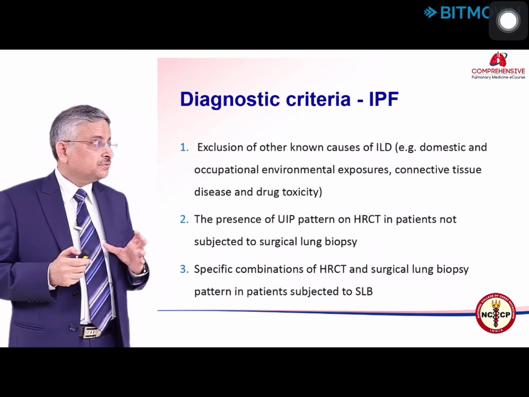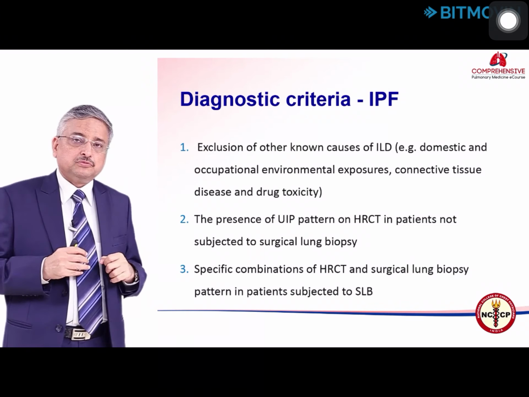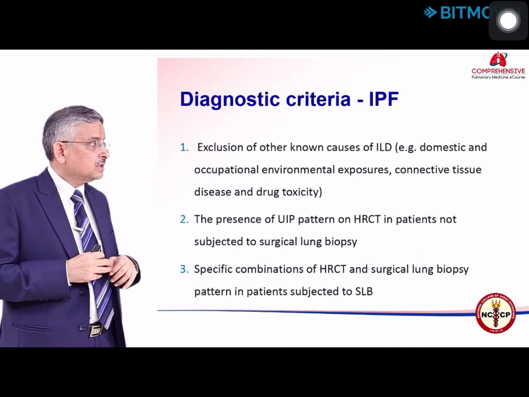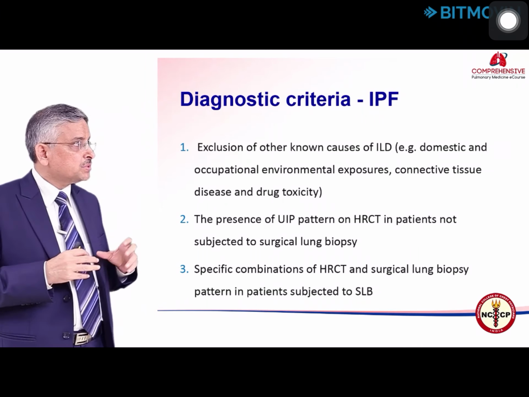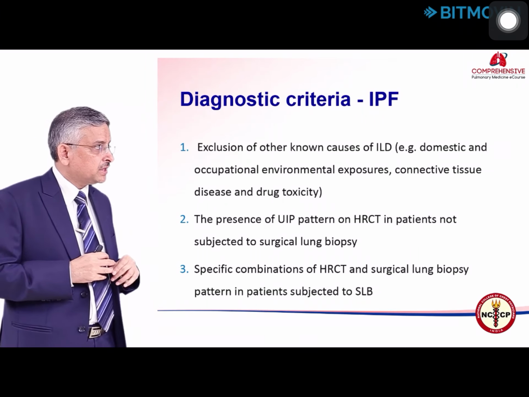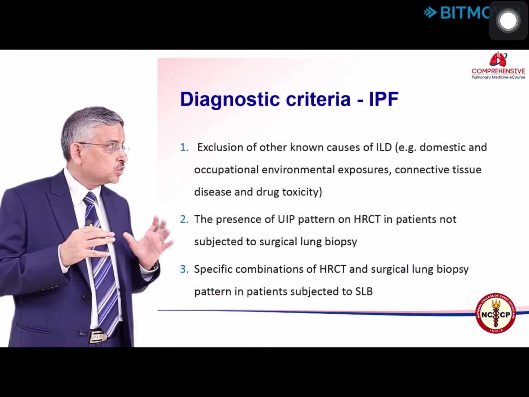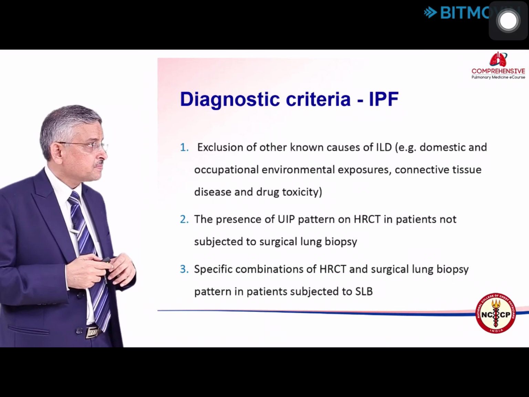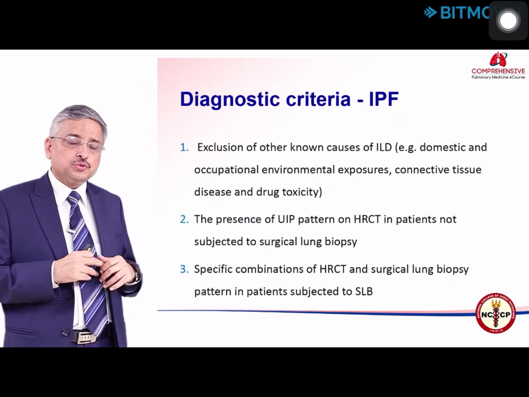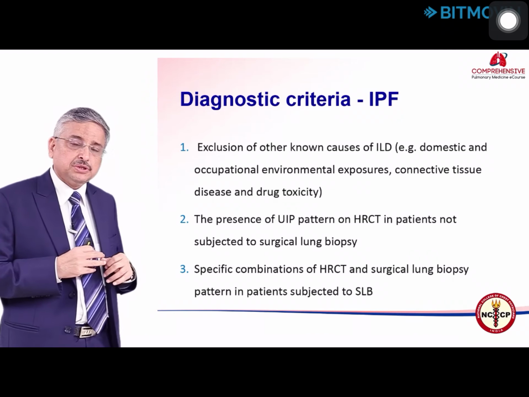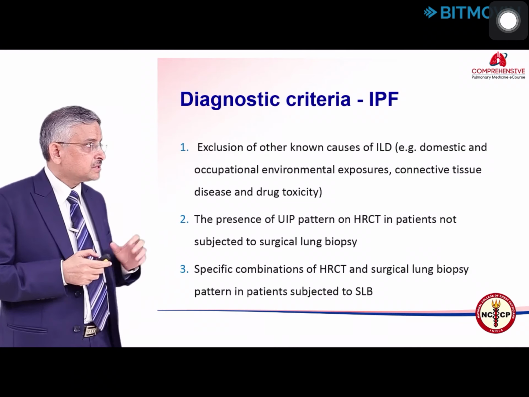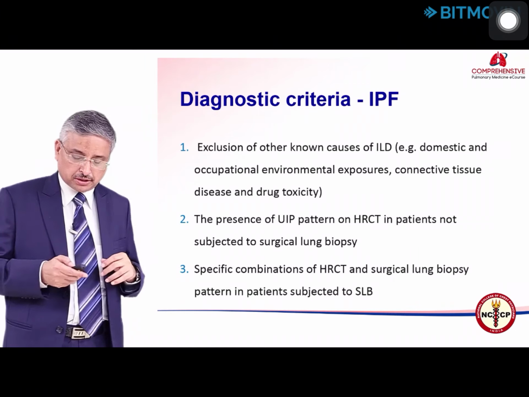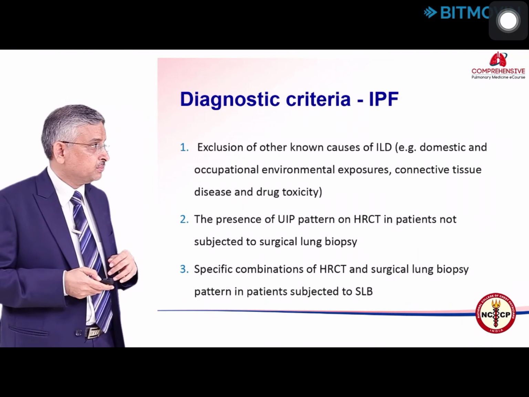Finally, coming to IPF, which is one of the frequently seen ILDs, and which is also the one which has a poor prognosis. The classical requirement is that you must exclude other causes of ILD, that is exposure, occupation and environment, connective tissue disorder and drug toxicity. A UIP pattern should be present on HRCT in patients not subjected to a surgical lung biopsy, and a specific combination of HRCT and surgical lung biopsy pattern is also required to make a diagnosis of idiopathic pulmonary fibrosis.